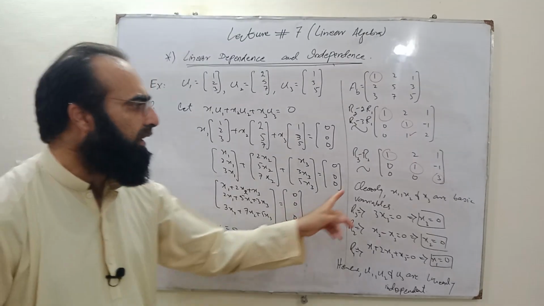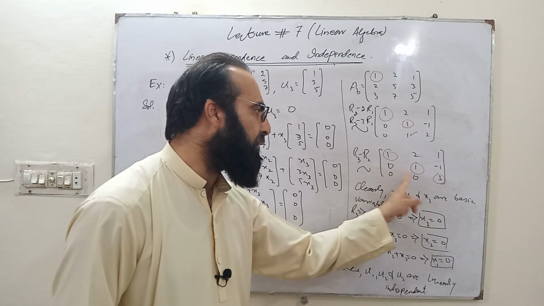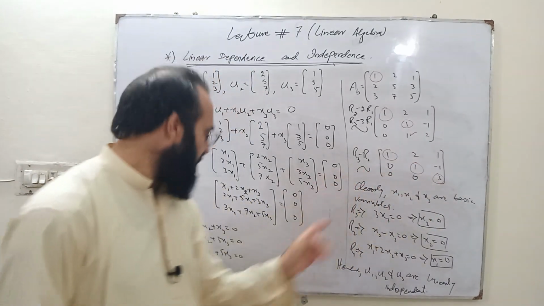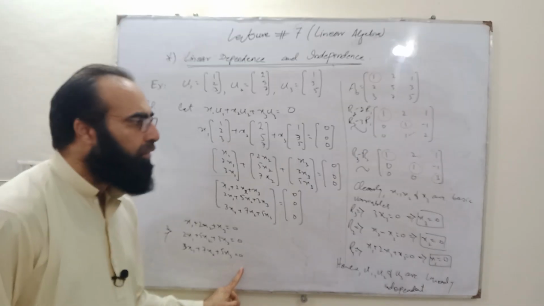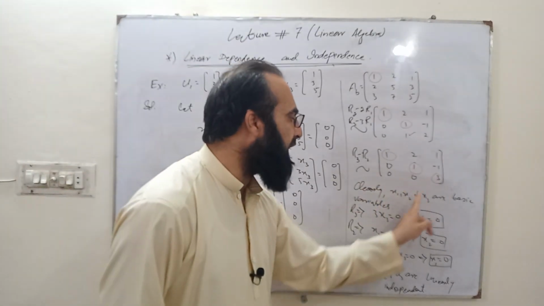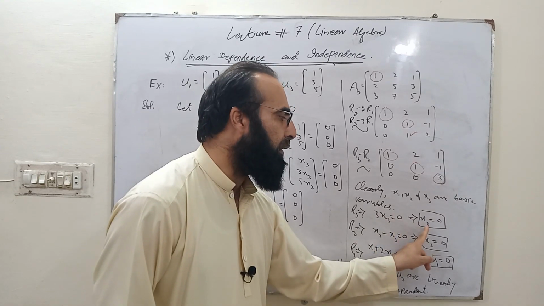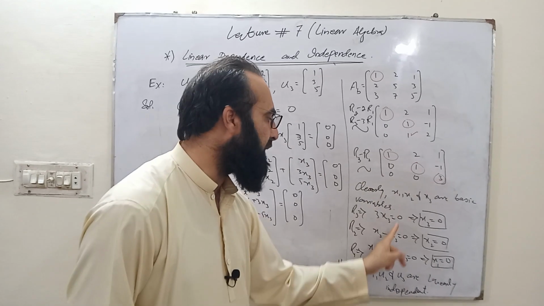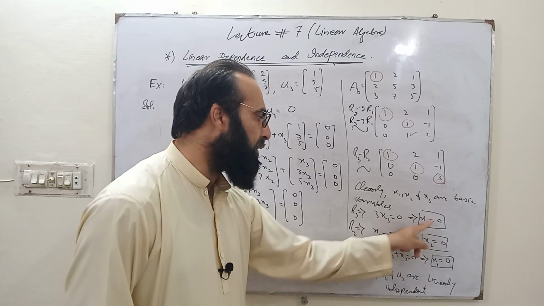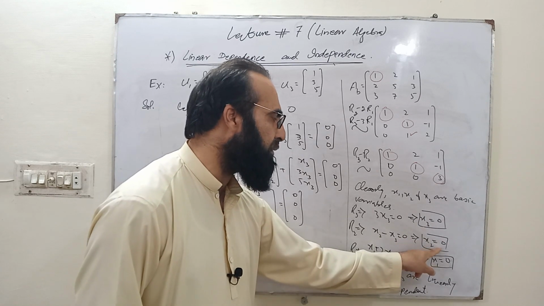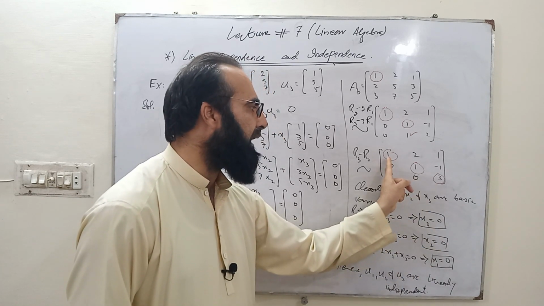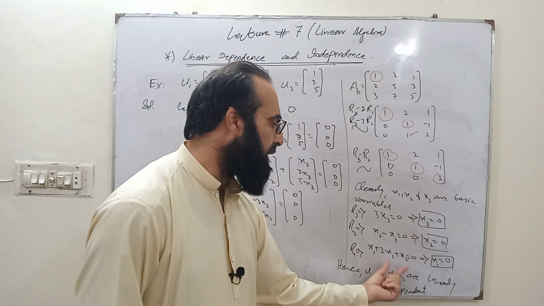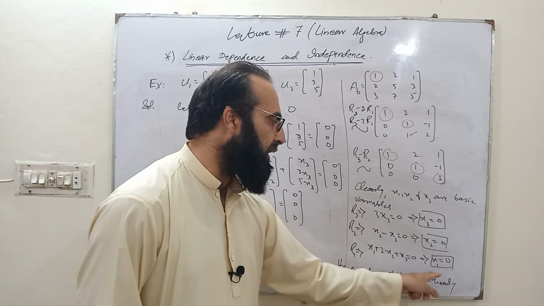In this case, this one is the coefficient of x1, this one is the coefficient of x2, and this one is the coefficient of x3, and on the right side we have zeros. So this will give us 3x3 equals 0, which means x3 equals 0. From the second row we will get x2 minus x3 equals 0. Put this value of x3 in this equation, we will get x2 equals 0. From the first row we will get x1 plus 2x2 plus x3 equals 0. Use these two values in this equation, we will get x1 equals 0.